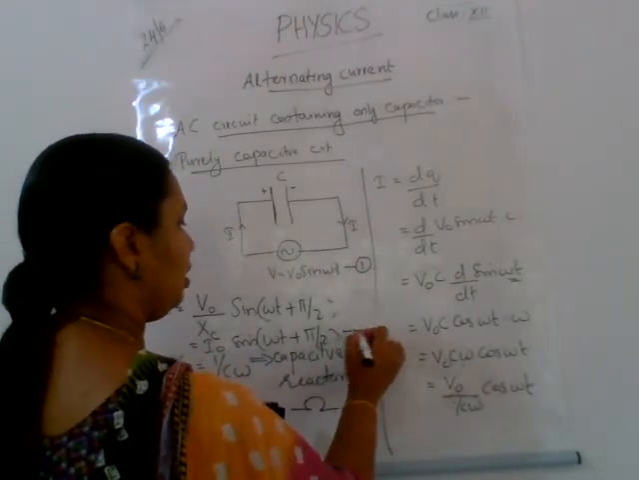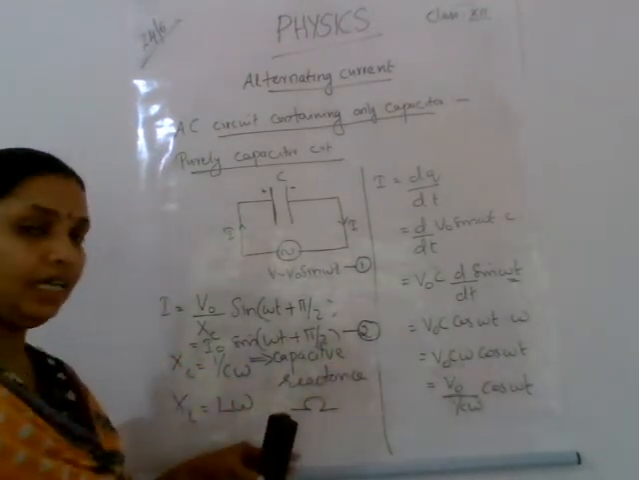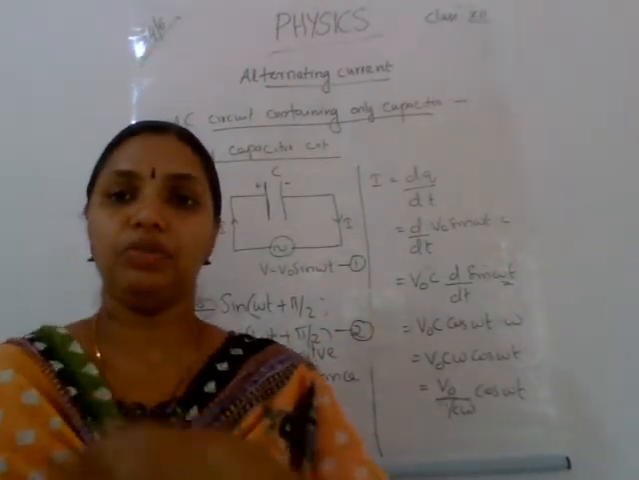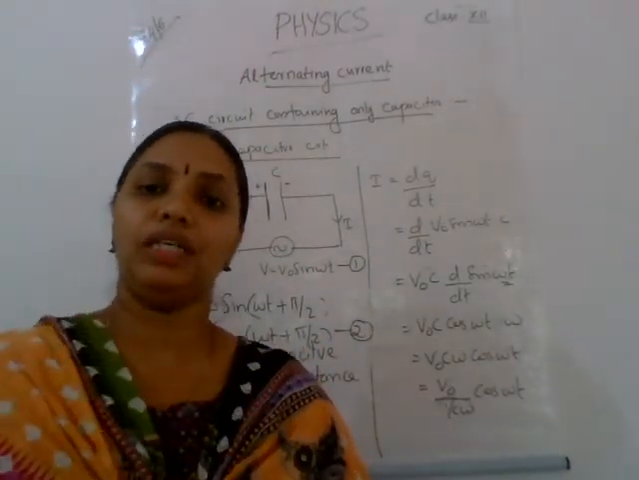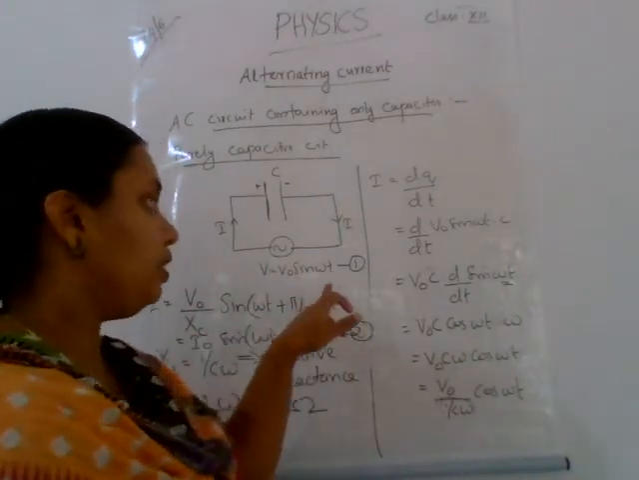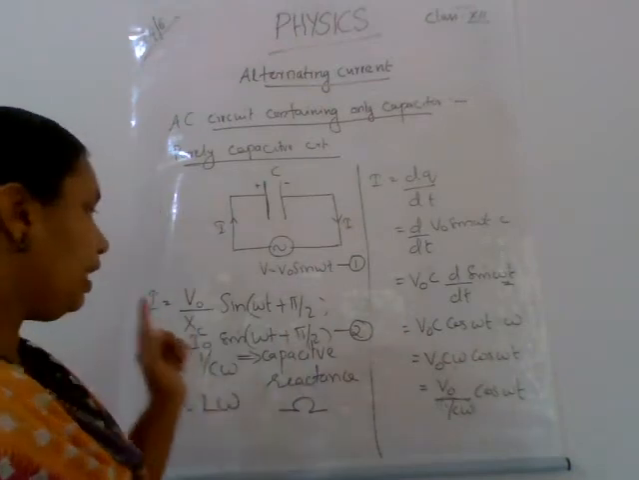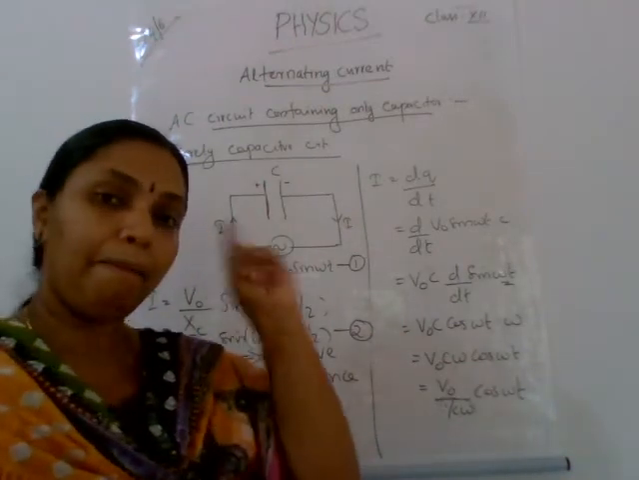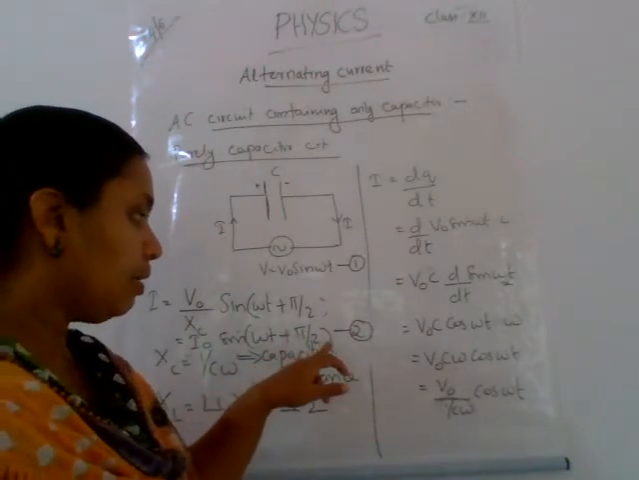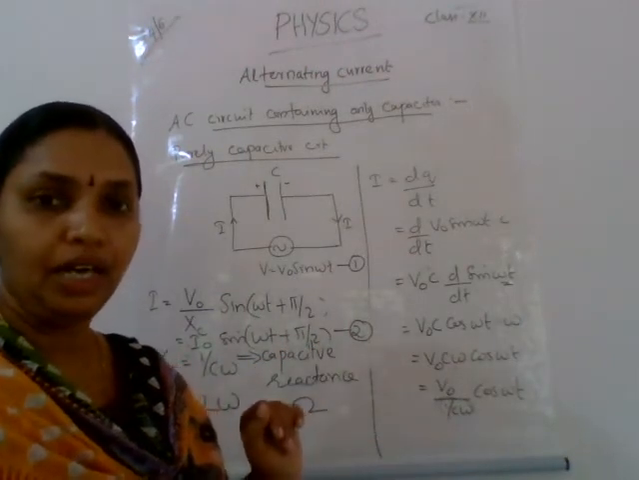Comparing equation 1 and 2, it is very clear that it is not like the case of resistor. For a resistor we got V equal to V0 sin omega t and I equal to I0 sin omega t. And in inductor, there is a difference. V equal to V0 sin omega t and I equal to I0 sin omega t minus pi by 2. Here you are getting it as plus pi by 2.